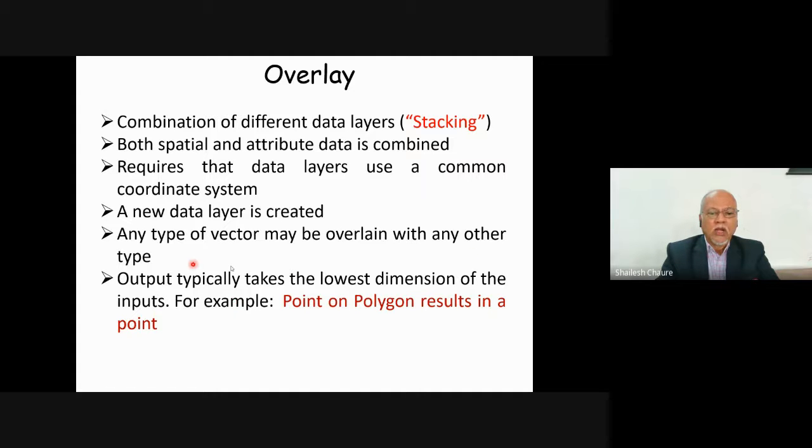Okay. Output typically takes the lowest dimension of the inputs. Suppose you are overlaying a point on polygon, so the lowest dimension is point. Suppose you are overlaying line on polygon, the lowest dimension is line. So the resulting layer will be line. Okay, let us see it.